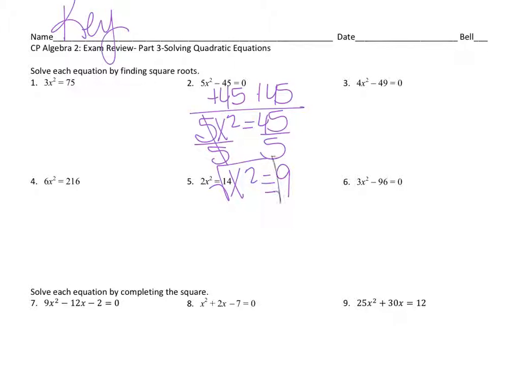Then to undo x squared, we square root both sides, and hopefully by now you all know the square root of 9 is 3. Now when you take the square root of a positive number, you always get a positive and a negative answer. So our answer for number 2 is going to be positive and negative 3.